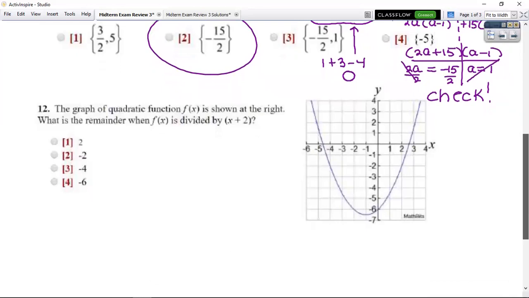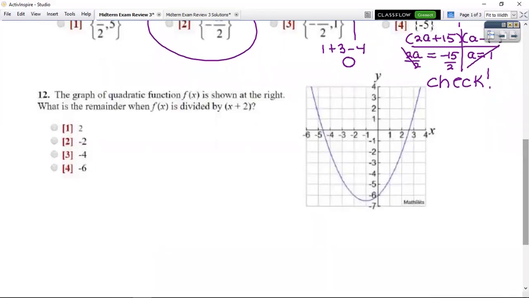Number 12 is also what might look like a difficult question, but you're just looking for an output value. So we did one like this yesterday. So it says, what is the remainder when f of x is divided by x plus 2? What did we do with the sign yesterday when we were given the factor? Switch it, yeah? So you're going to look at -2. Well, yesterday what we did is synthetic division with -2.